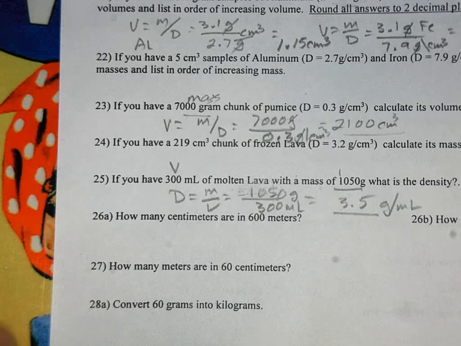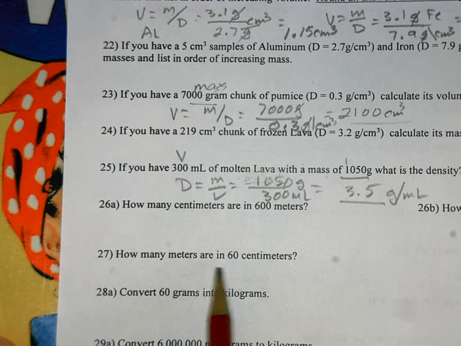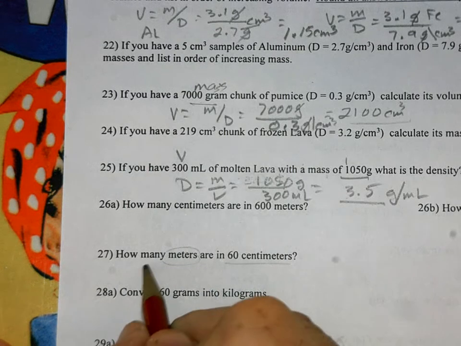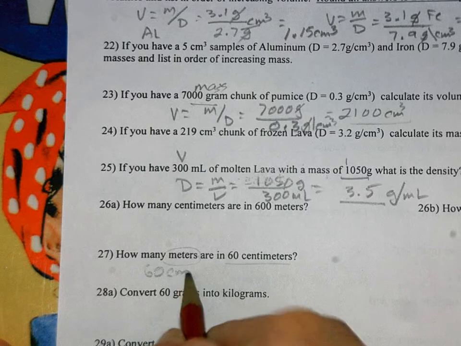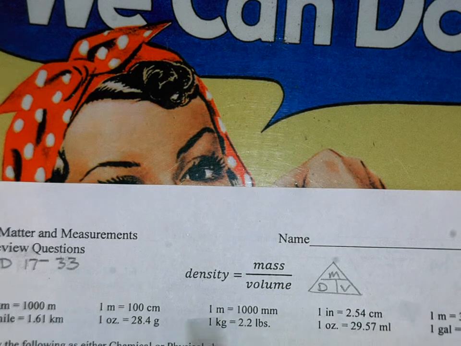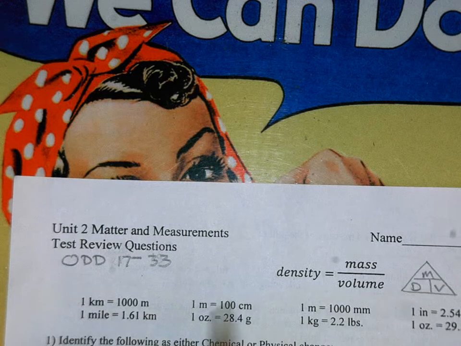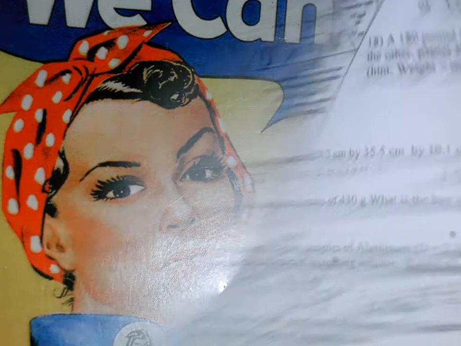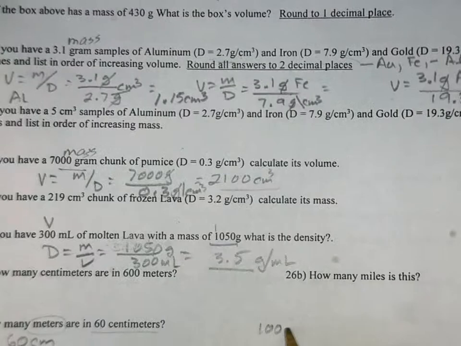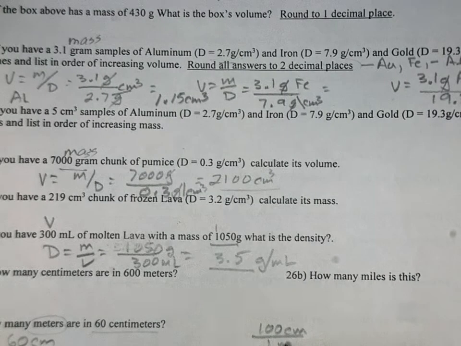Now we've got a conversion here. How many meters are in 60 centimeters? So we're looking for meters. With dimensional analysis, which is the fancy name for conversions, you always start with what's given, 60 centimeters. Now we have conversion charts, and on the test they'll be up here. So we need to find the centimeter-meter conversion. Here we go. 100 centimeters is 1 meter. I'm just going to write that over here on the side: 100 centimeters per 1 meter.